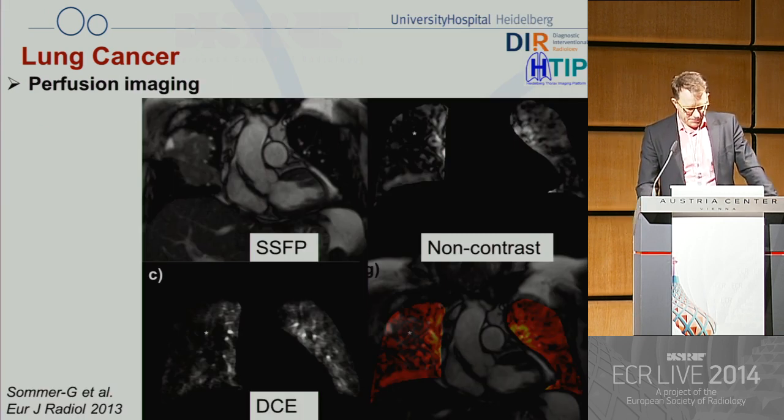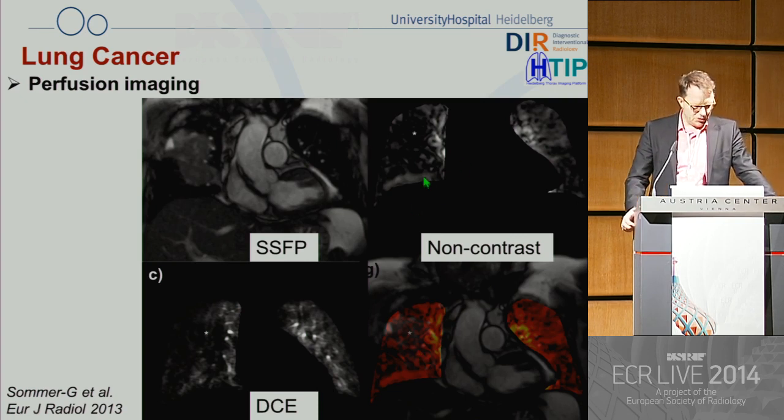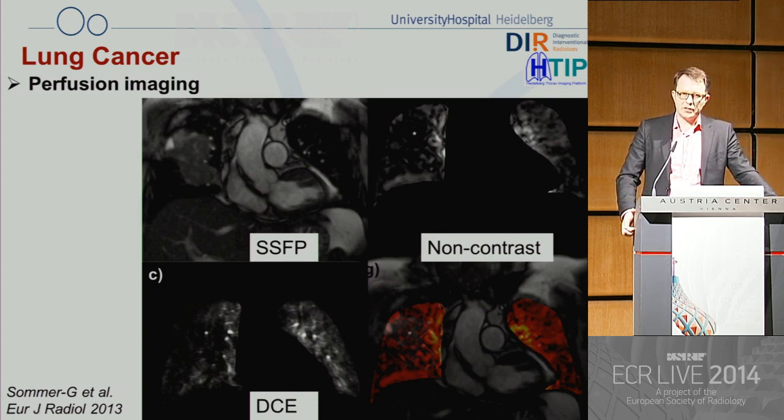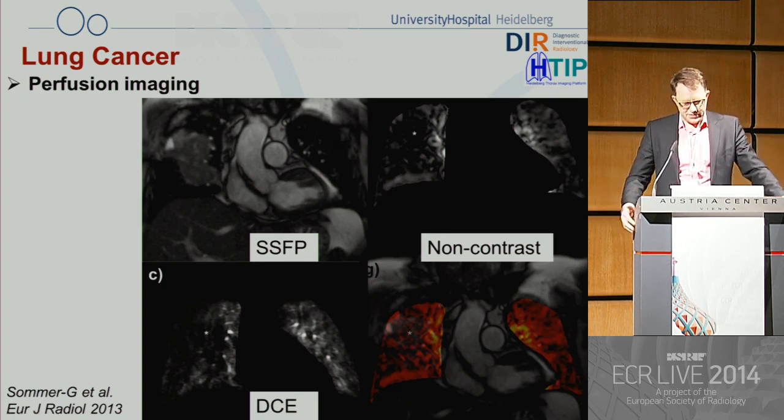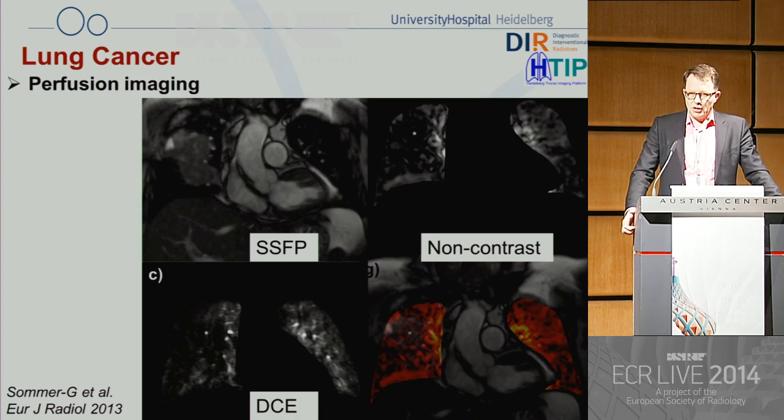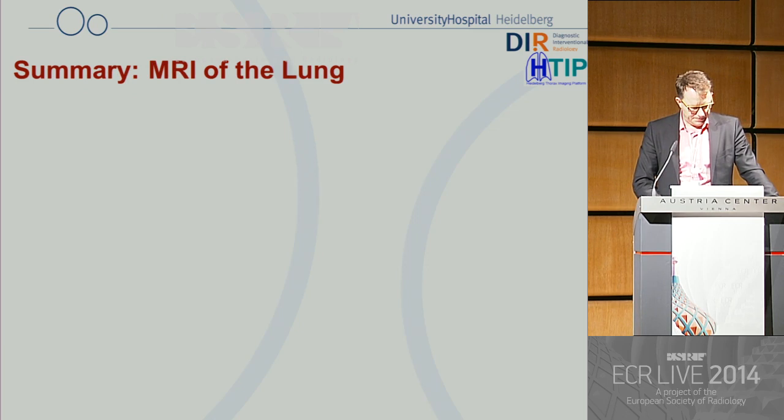Perfusion imaging in lung cancer. This is the lung cancer. This is the SSFP sequence. Dynamic contrast-enhanced imaging showed lower perfusion within the tumor than in the normal parenchyma, and this is the non-contrast image using this Fourier decomposition technique. So we can also very nicely assess perfusion of pulmonary parenchyma and lung tumors without the use of contrast.